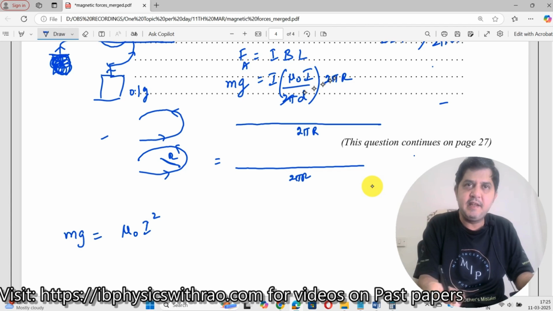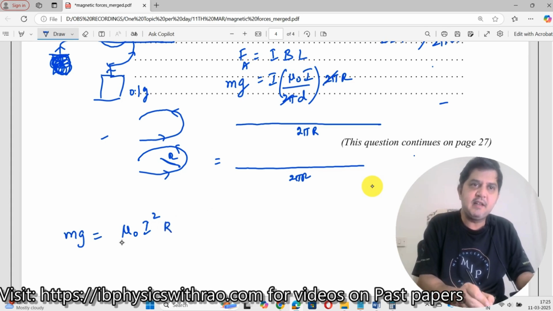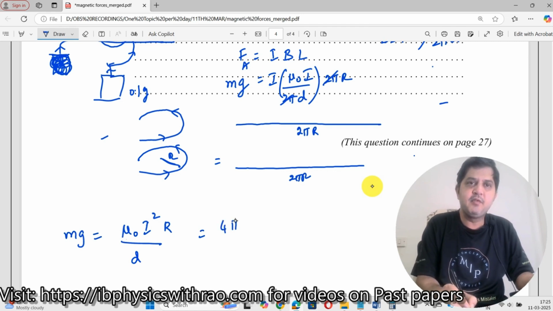Now there's a 2 pi here, there's a 2 pi here, which goes away, and what is left out is R here, and D here. Now what is the value of R? Let us write down each and every value. You can get this from your data booklet. Mu naught is nothing but 4 pi into 10 to the power of minus 7. I square, I do not know yet.